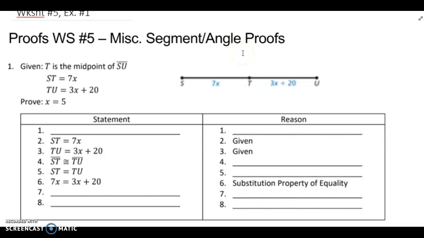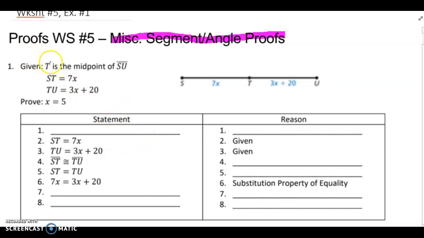All right, guys, I'm going to do the first example of the proof number 5 worksheet with you. If you notice at the top of this, it says miscellaneous segment and angle proof. So we're not really introducing anything. This is just more practice of what we've already done. You should be able to get through these without me even walking you through this first one, but I'm going to walk you through it anyways.